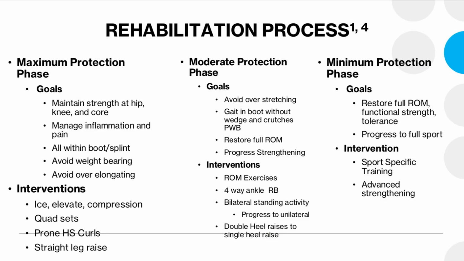During the moderate phase, you want to avoid overstretching as well. They may be in the boot, but progressing to partial weight bearing, and then restoring full range of motion and progressing strengthening. The interventions can consist of range of motion exercises, 4-way ankles, bilateral standing, and then progressing to unilateral standing, so basically weight shifts to single leg. And then during the minimal protection phase, the goal is to restore full range of motion. And during this is when you start progressing them back to their sports activity and doing more sports-specific training.